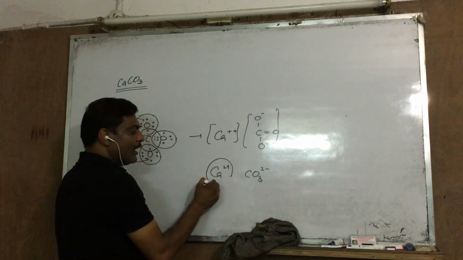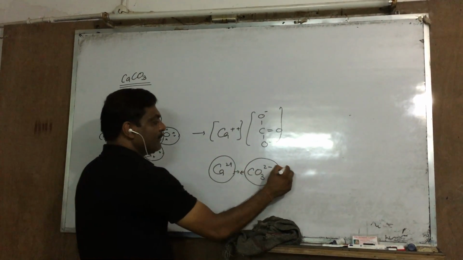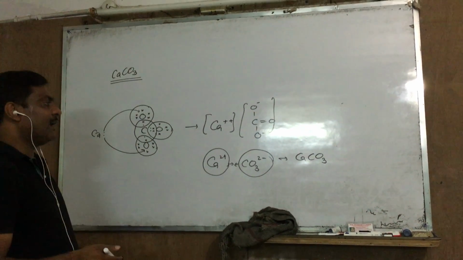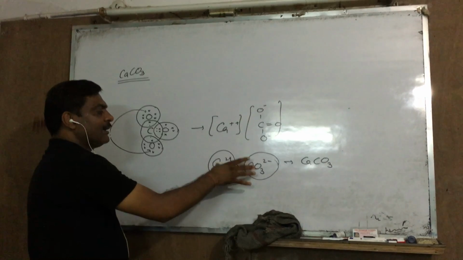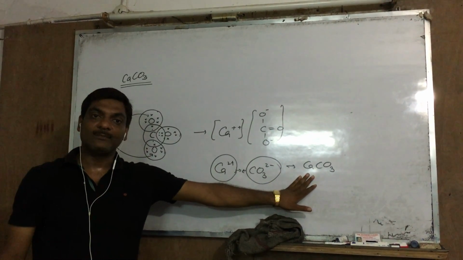Now these two oppositely charged ions will attract each other and form CaCO3. So this molecule has both the covalent bond and the ionic bond. But finally the compound is an ionic compound. Agree?